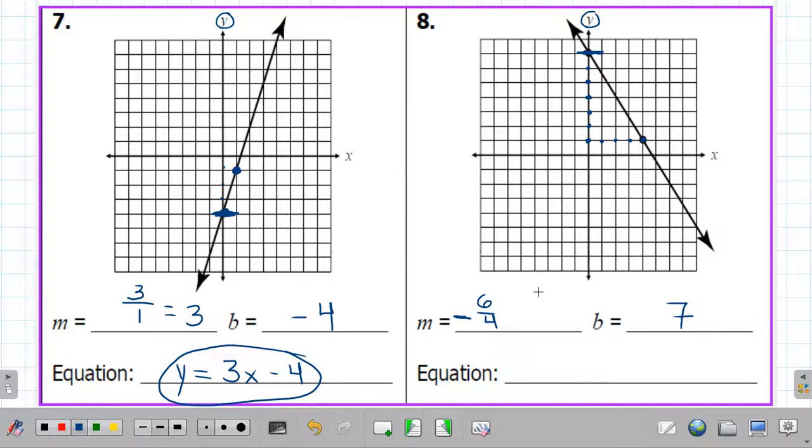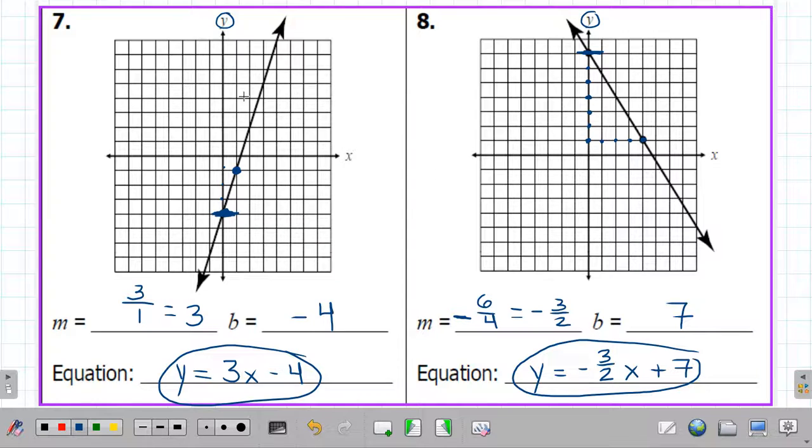Okay, so that's my slope, but if we notice here, once again, it's negative slope, so make sure you point that out. But then we can do something with this 6/4. We can actually simplify that to 3 over 2. Okay, so it's negative 3 halves for the slope. B is equal to 7. So that means my equation is going to be y is equal to negative 3 halves x plus 7.